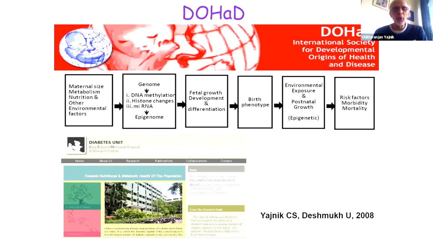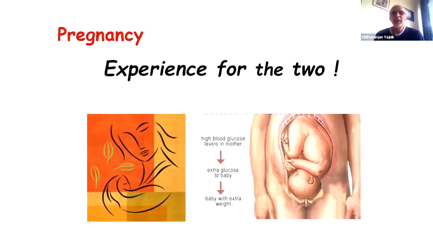So this is a DOHAD model: you start very early in life, before your conception, that causes changes in your genes called epigenetic changes that affect your fetal growth, development, differentiation, and give you a particular phenotype. Then on that phenotype, there is a subsequent environmental action. So it goes on evolving. Finally, we measure risk factors, morbidity, and mortality. So pregnancy, therefore, is an experience for the two.